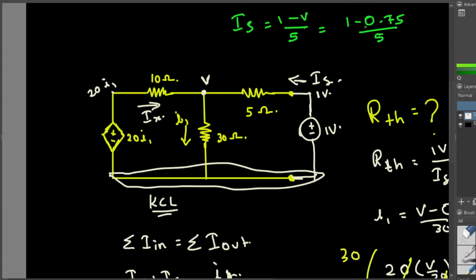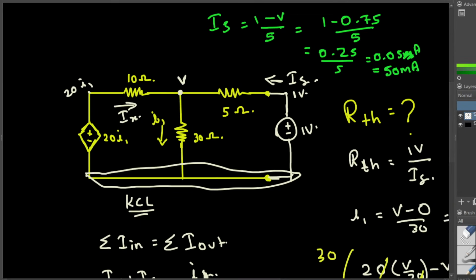1 minus 0.75 is 0.25. 0.25 divided by 5 is equal to 0.05 ampere, that's equal to 50 milliampere. Okay, now we have found out the current. The current IS is 50 milliampere.